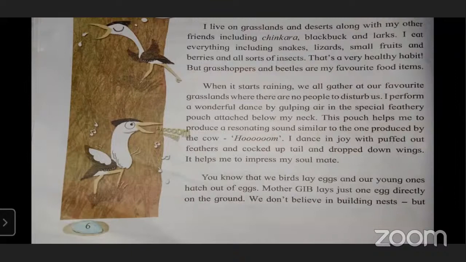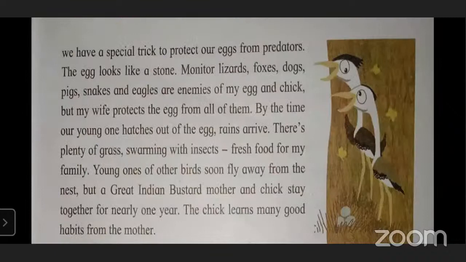But we have a special trick to protect our eggs from predators. What do we mean by predators? Predators means the enemies, who try to eat.